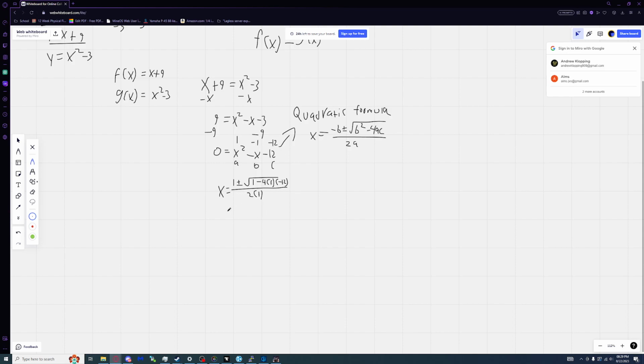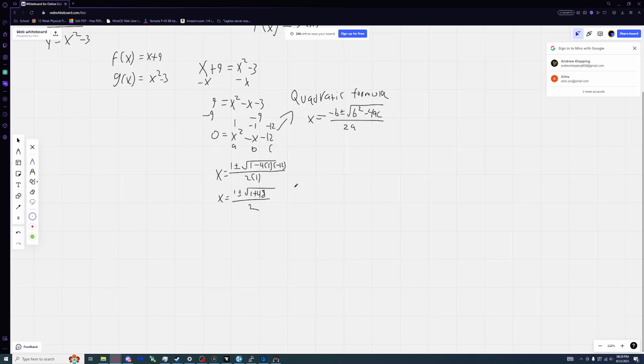Simplifying that all down, we get x is equal to 1 plus or minus the square root of 1 plus 48, all over 2. Now 1 plus 48 is just going to be 49. So the square root of 49 is 7. So this is going to be 1 plus or minus 7 all over 2.